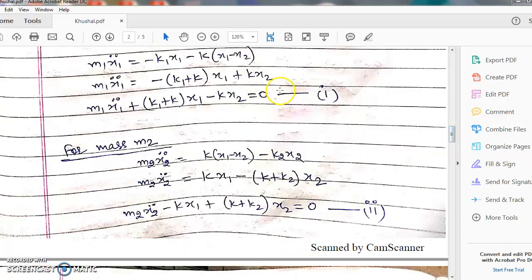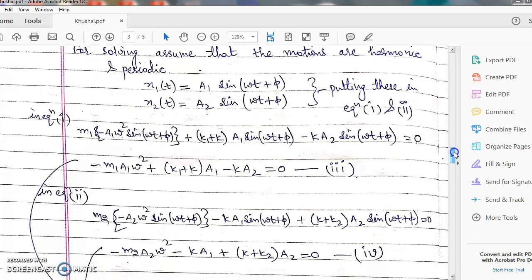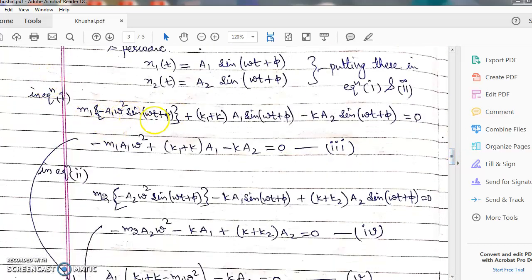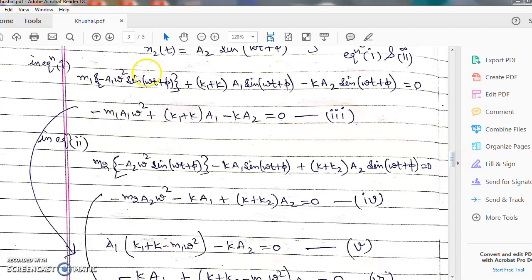This is equation 2. We have to put x1 = a1 sin(omega t + phi) here, and x2 = a2 sin(omega t + phi) in both equations. So in equation 1, I have put m1 into x1 double dot, that is minus a1 omega square sin(omega t + phi), and I will get this equation: m1 a1 omega square plus k1 plus k a1 into minus k a2. Same, if I put x2 in equation 2, I will get this equation. So now I have equation 3 and equation 4.